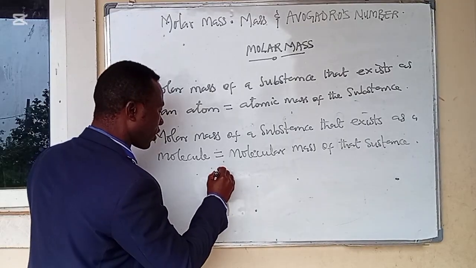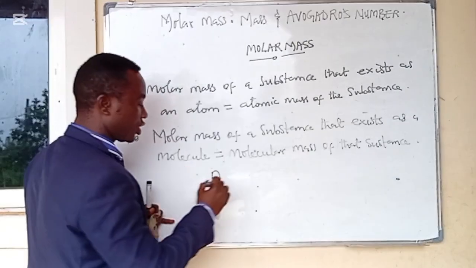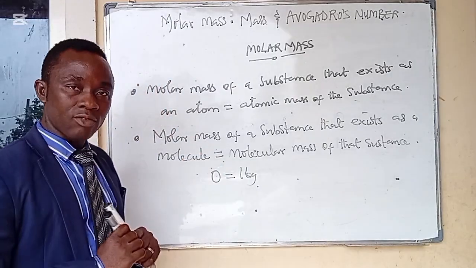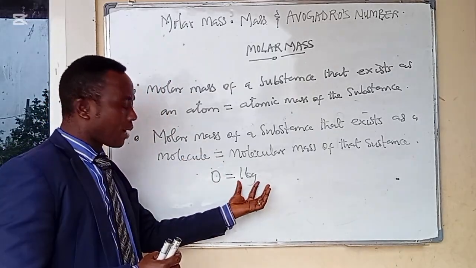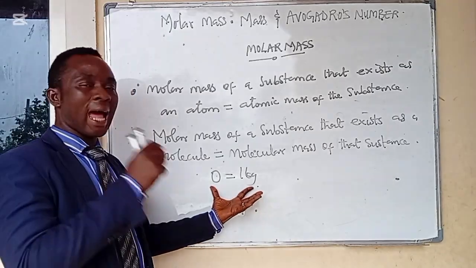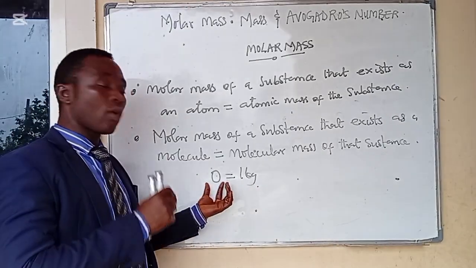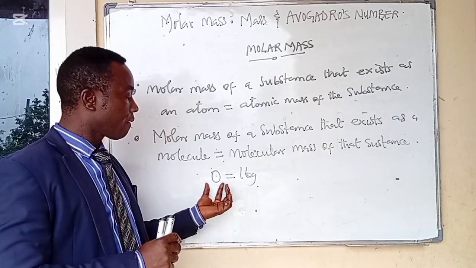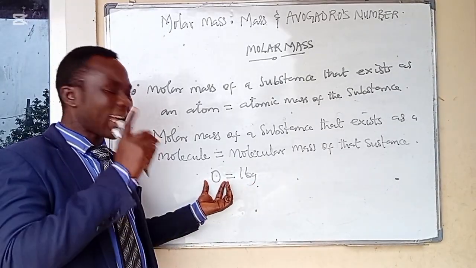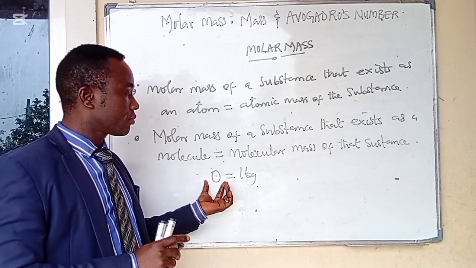One atom of oxygen is equal to 16 grams. But will this 16 gram be the molar mass of chlorine? No. Will it be the molar mass of oxygen? The answer is no, because 16 gram is the atomic mass of oxygen. That is the mass of one atom.